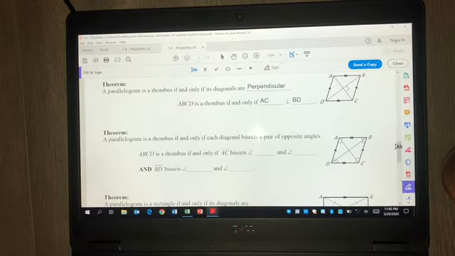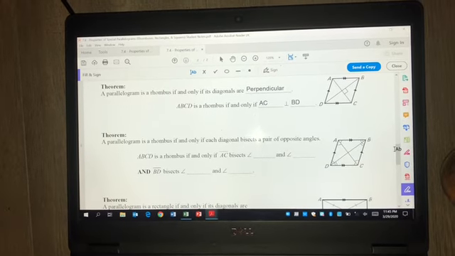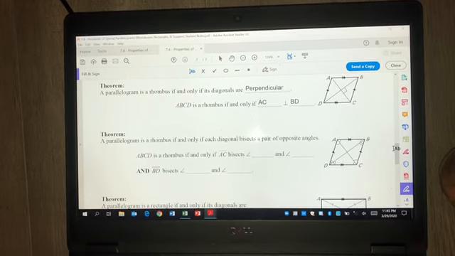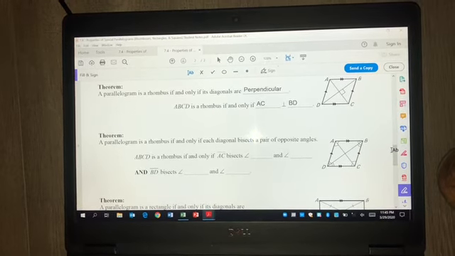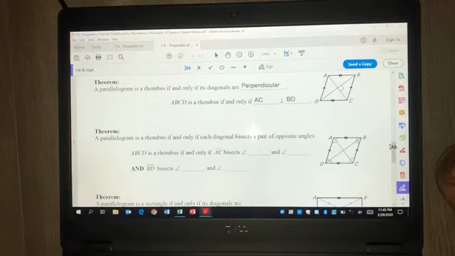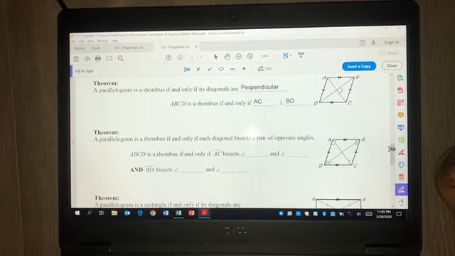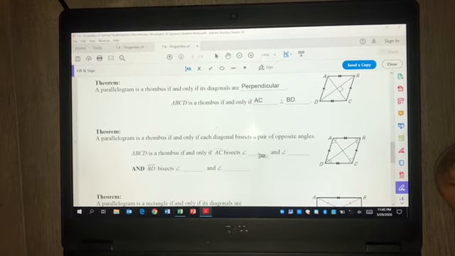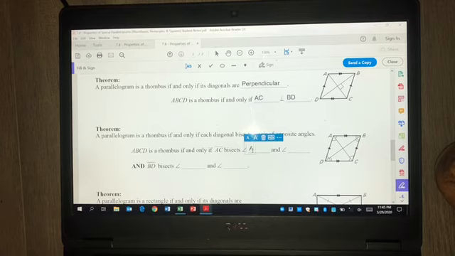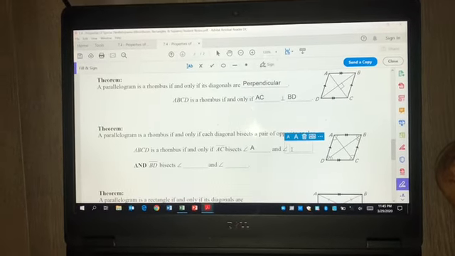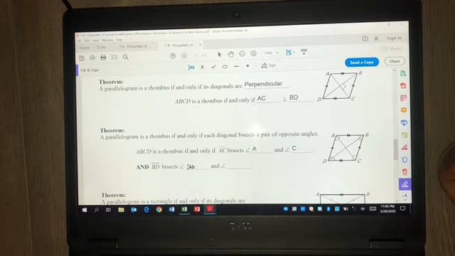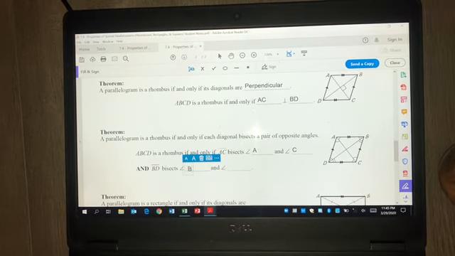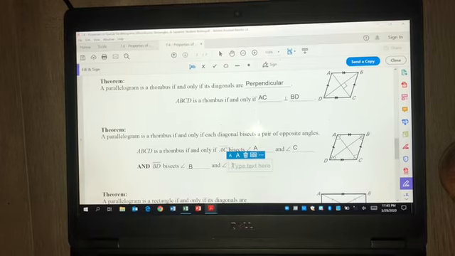Our next theorem, a parallelogram is a rhombus if and only if each diagonal bisects a pair of opposite angles. ABCD is a rhombus if and only if segment AC bisects angle A and angle C, and BD bisects angle B and angle D.